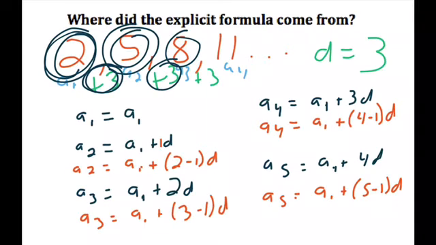Okay, as we look this over, we can see a pattern here. So let's start with A sub 2. A sub 2, and I do A sub 1 plus 2 minus 1. A sub 3, and I have 3 minus 1. A sub 4, and I have 4 minus 1 there. A sub 5 gives me 5 minus 1. So now we want to know, where does the A sub n equals A sub 1 plus n minus 1 times D come from?